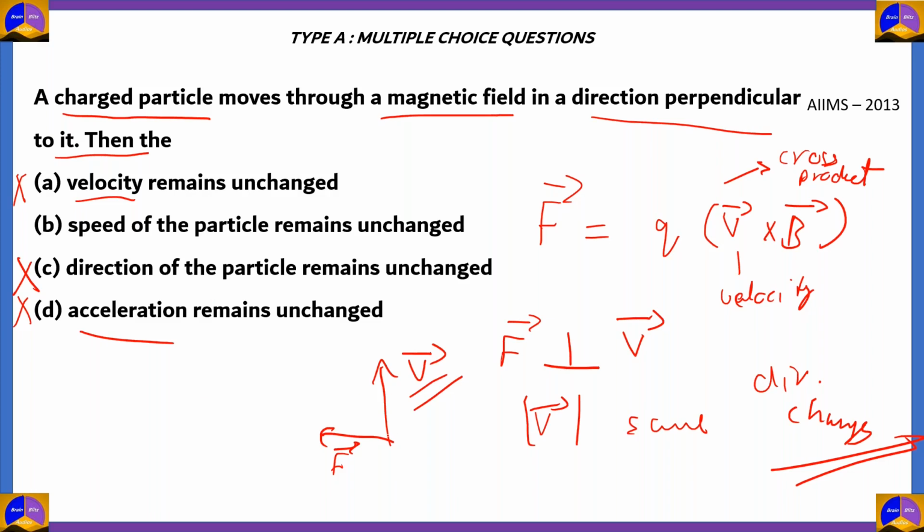The reason is that when a magnetic force acts perpendicularly, you form circular motion. And in circular motion, the velocity and acceleration always change with respect to direction, but the magnitude of velocity, which is the speed of the particle, remains unchanged. So option B, speed of the particle remains unchanged, is the right option.